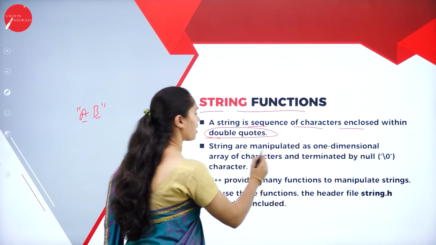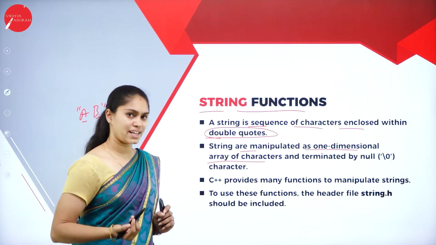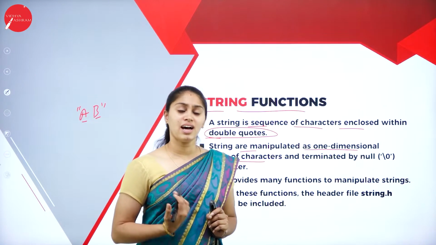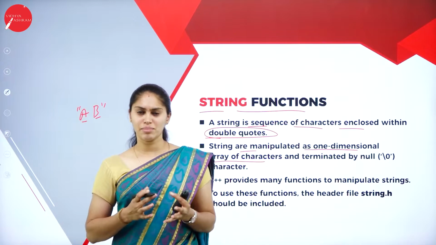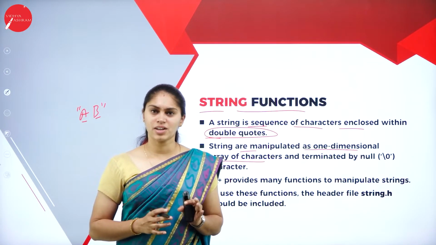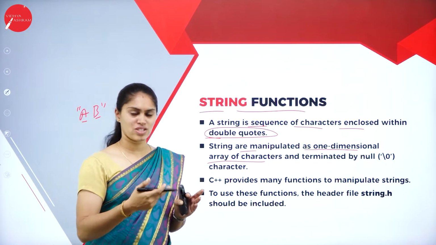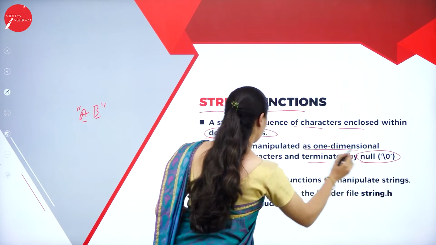So strings are manipulated as a one-dimensional array of characters. Already we have discussed the array. An array holds homogeneous elements, that is, elements of the same data type, and the array's index starts from 0. It has a sequential order of elements and is terminated by a null character.